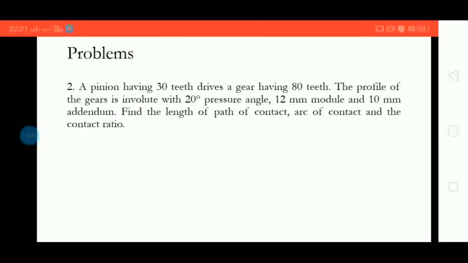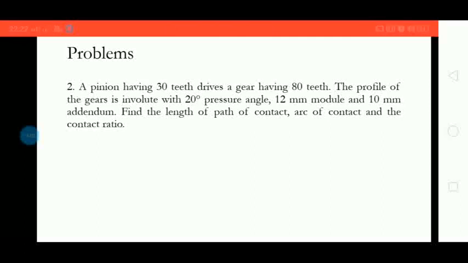So I will proceed. You know the module. From the module and number of teeth you can find capital D and small d. From that you find capital R and small r. Once you get capital R and small r, next step you use the addendum equation. Capital R plus 10 will be capital RA. Similarly, small r plus 10 will be small ra. Then you will get all the required parameters in your equation: capital RA, small ra, R, small r, phi. Then you substitute and find path of contact.